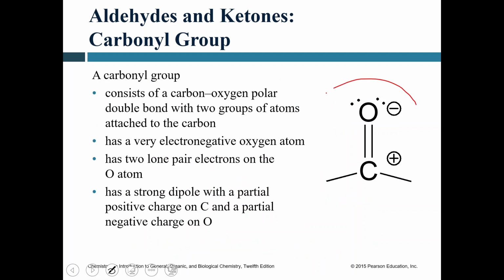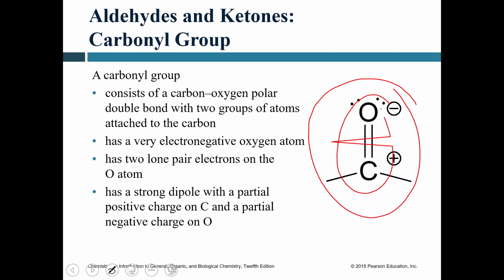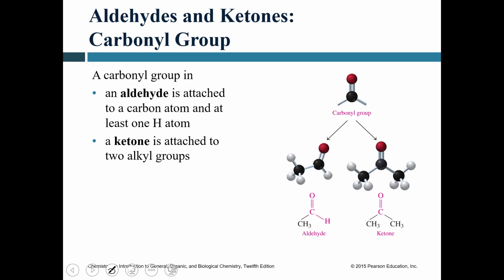Now let's talk about carbonyl groups. So the carbonyl group, found in aldehydes and ketones, consists of a carbon-oxygen double bond, which is very, very polar, and two groups of atoms are attached to the carbon. The oxygen atom is extremely electronegative and slightly negatively charged. It has two lone pairs of electrons, and it forms a strong dipole with the carbon. The carbon is slightly positively charged, while the oxygen is slightly negatively charged.